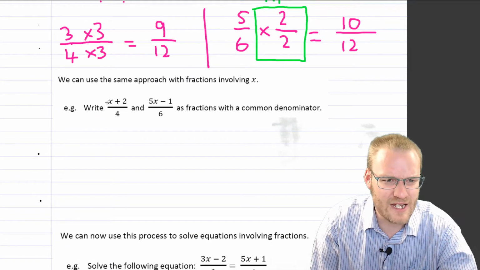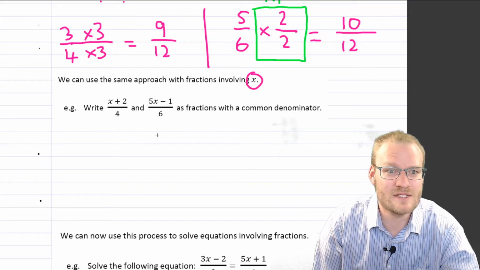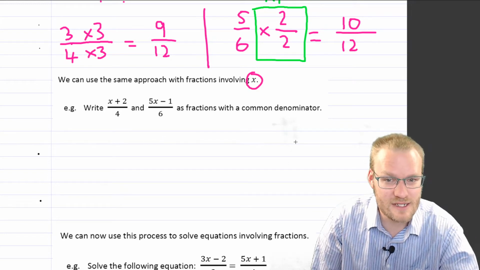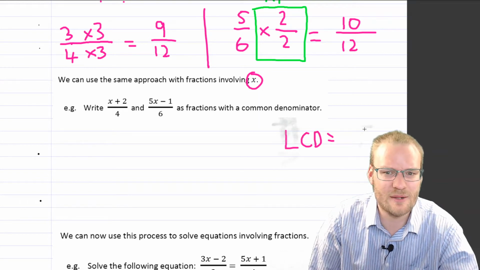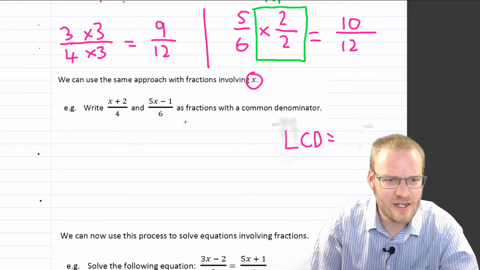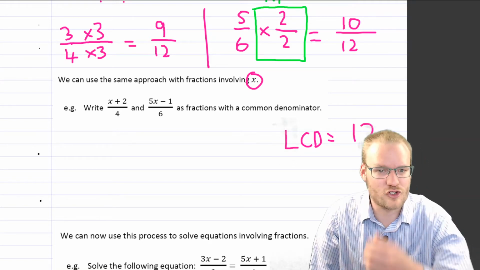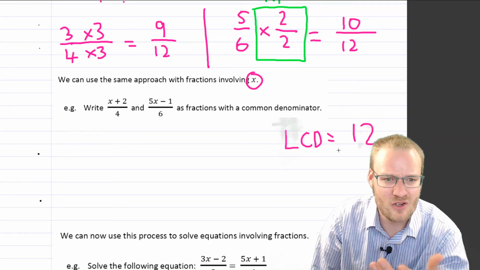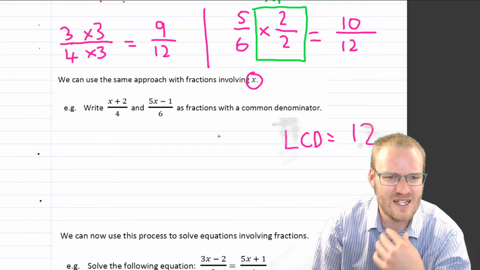What happens if we've got x's now? Ooh, scary. Look at this, there are x's here. Same concept. What's our LCD? And I'm writing it on the side here because it's a nice habit to get into. To actually say LCD of 4 and 6, well, I'm going to say that's 12. You're showing whoever's reading your work, look, I know to get the lowest common denominator. You're showing what it is as well. So it's a nice habit.